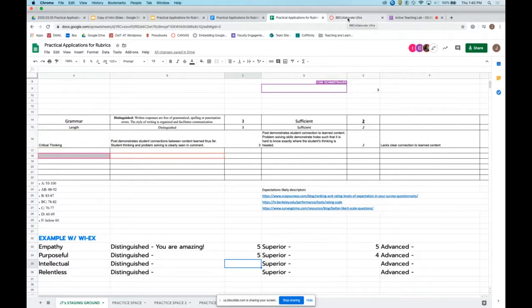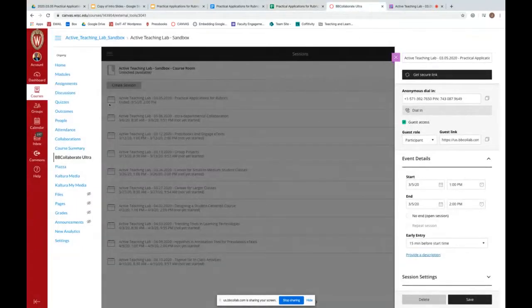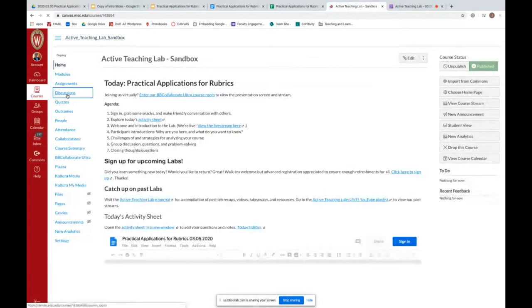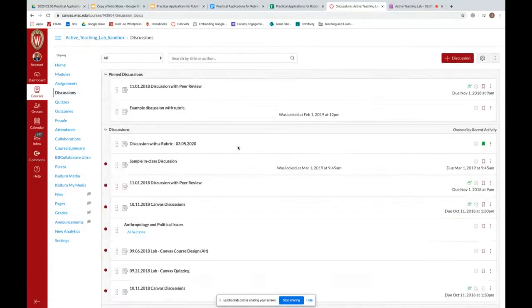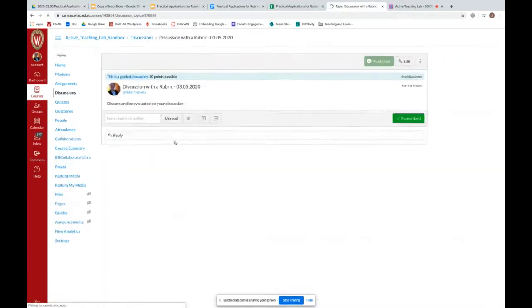All right. So you have your rubric designed here in Google Sheets or Excel. If you go into the Canvas page for the course, I have a discussion set up already, so I'm just going to walk through it. Please, if I'm taking a step wrong, let me know immediately. This is for today's discussion with a rubric. Because I'm on the instructor side, you're not going to see all of these, so if I'm losing you in any steps, please let me know. I created the discussion: discuss and then be evaluated on your discussion. Those are the best instructions.